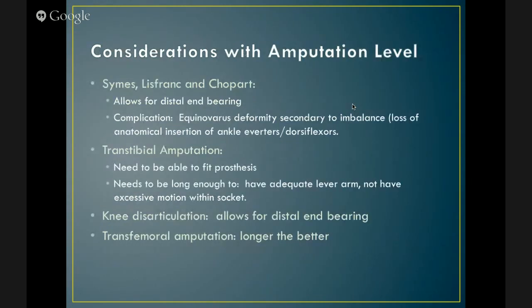So, talked a little bit about this. Considerations as far as amputation level: Symes, Lisfranc, and Chopart. A Symes amputation is a disarticulation at the ankle. We talked a little bit about the Lisfranc, which is a disarticulation between the metatarsals and the tarsal bones. The Chopart is just proximal to that, between the talus and the tarsal bones. So really, with the Lisfranc and the Chopart, the major complication is equinovarus, which we talked about a little. You don't see it very often.